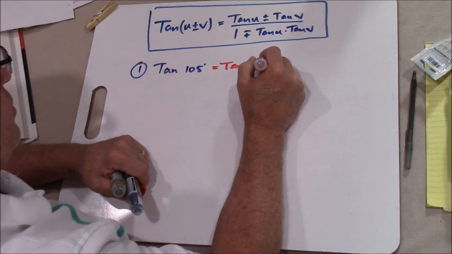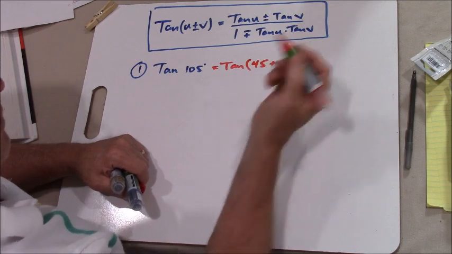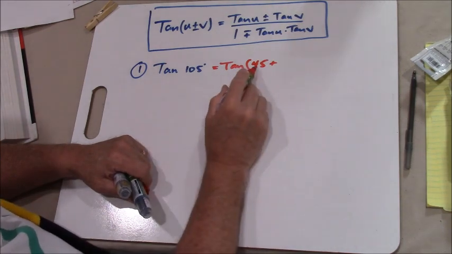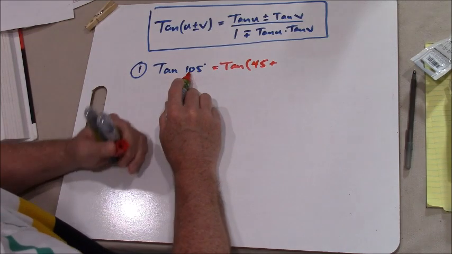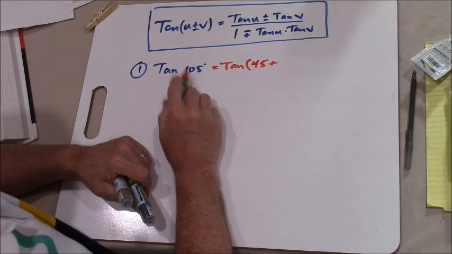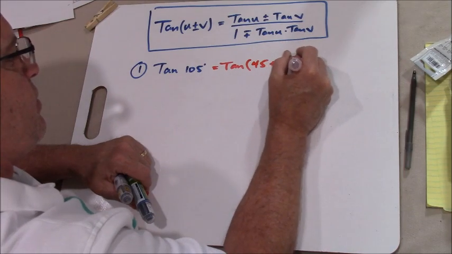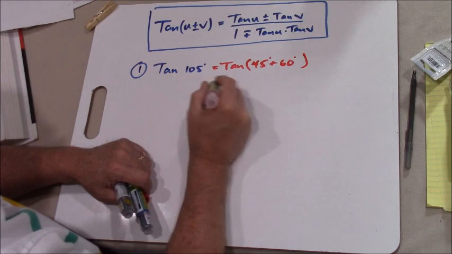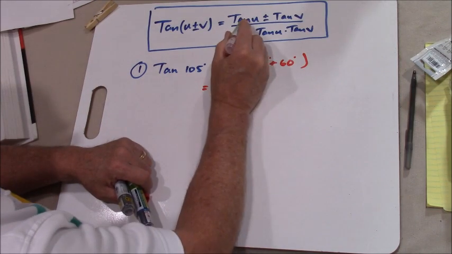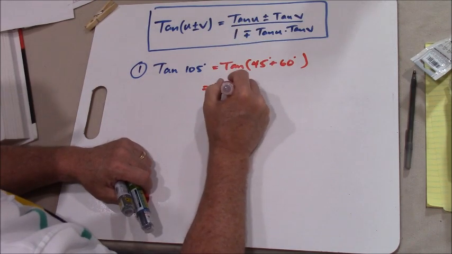So I usually just put 45 in there and think 45 plus what? The only time I don't do this is if that angle is less than 45, and then I know I have to subtract. So 45 plus 60 degrees. And so now what we're saying is that's going to be tangent of the first angle.